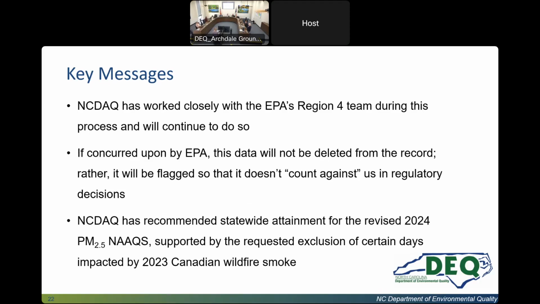We've worked closely with the EPA's Region 4 team throughout the whole process, from our initial notification to let them know that we were planning to submit a demo, to working through drafts and working through some of the comment responses. And so we'll continue to do that when we need to. And then something important I wanted to point out was that if our demonstration is concurred upon by the EPA, the data is not deleted from the record. It's not removed from the database. It's just flagged in a certain way so that it doesn't count against us in regulatory decisions regarding attainment.